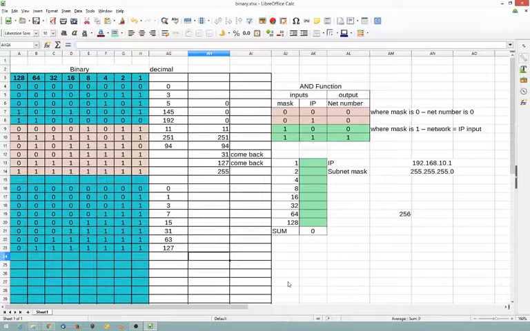Okay, so that's about it really. I think we've done everything I needed to do there. So practice this stuff, practice converting decimal to binary, and then binary to decimal as well, and really get used to it, get quite comfortable, and everything will be good.